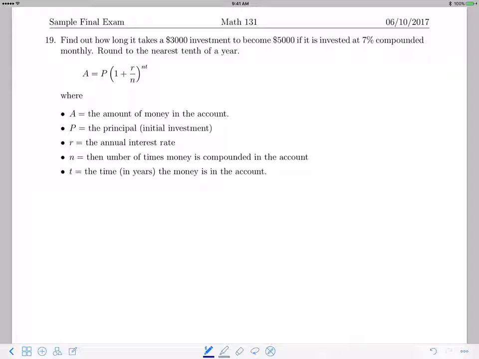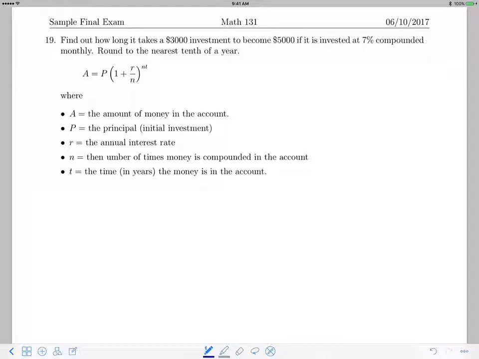And we have a description here. A is the amount after some time. P is the principal, that's the initial investment. R is the annual interest rate. N is the number of times the money is compounded per year. And then t is the time measured in years that the money is in the account. So going back to this question, let's see if we can label as many of these as the information is given for. Find out how long it takes for a $3,000 investment.